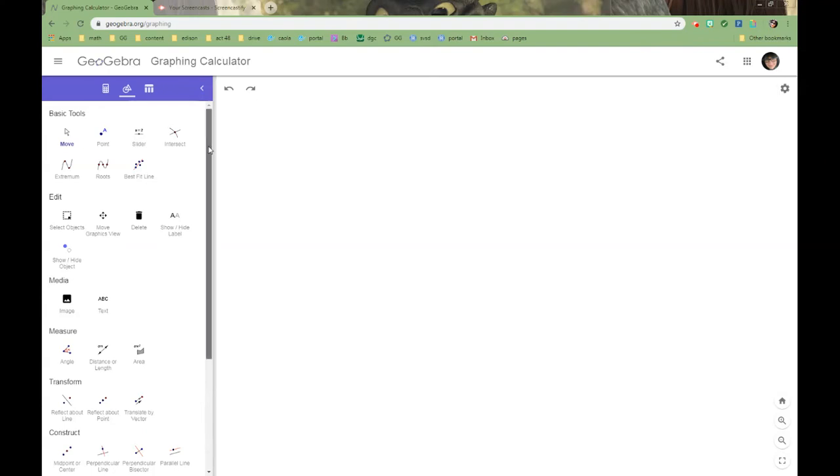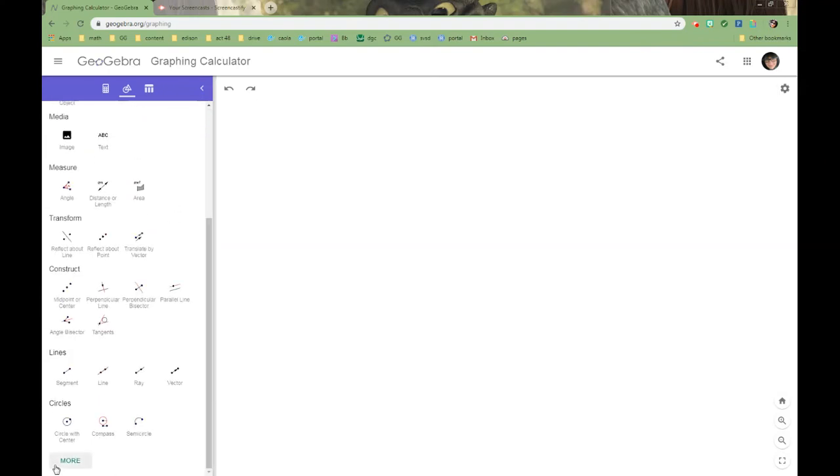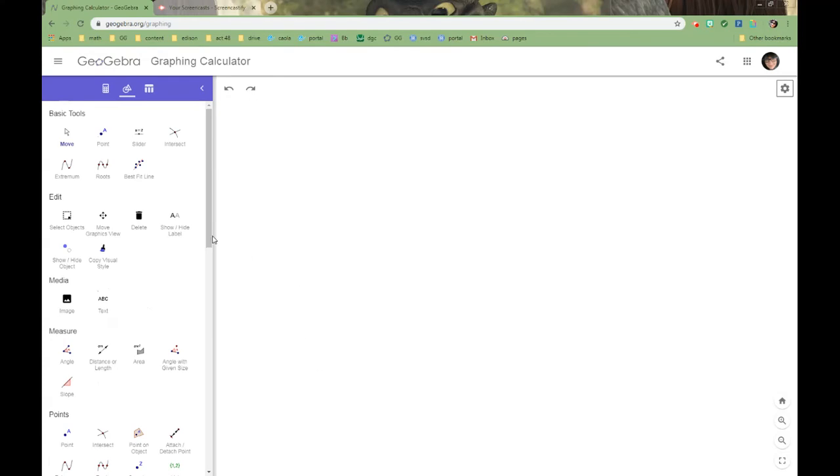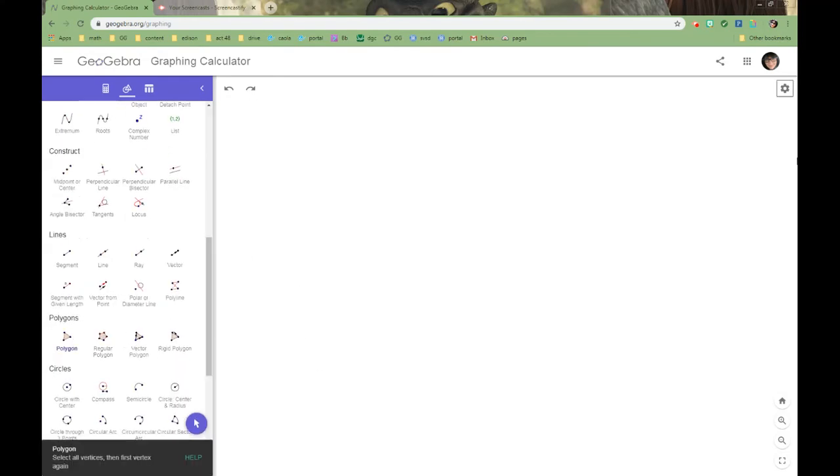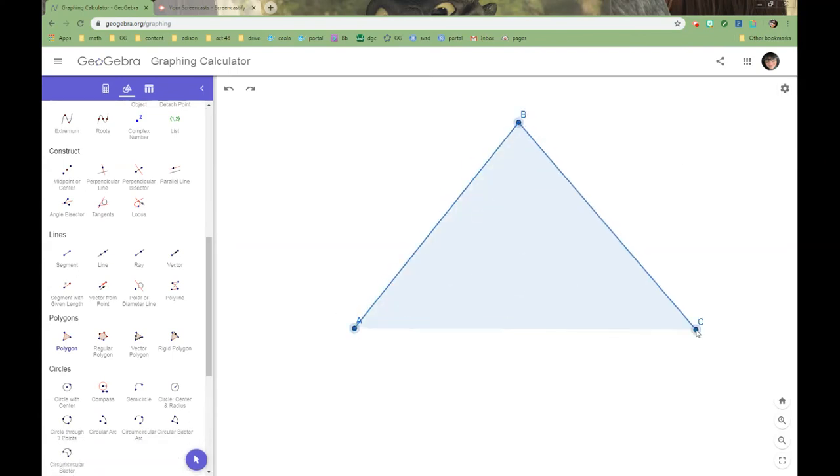All right, first thing first, if you're not seeing all the tools I'm talking about, scroll down in the Geometry Tools section and click on More. All right, so to do the circumcenter of a triangle, first thing we need is a triangle. And notice how you always have to come back to the original start point to close off that polygon.